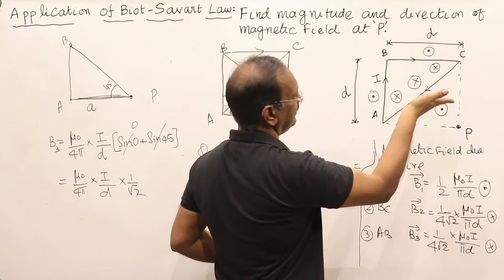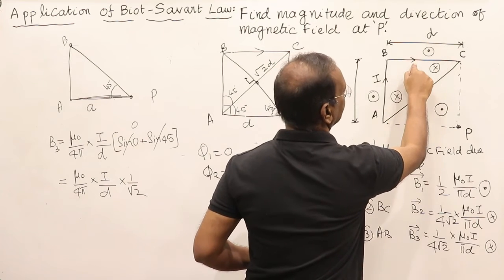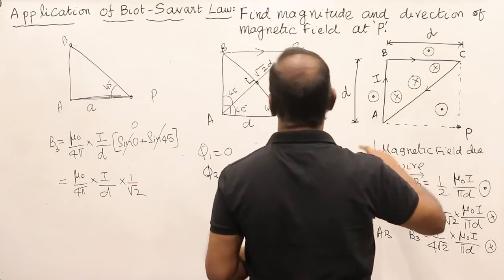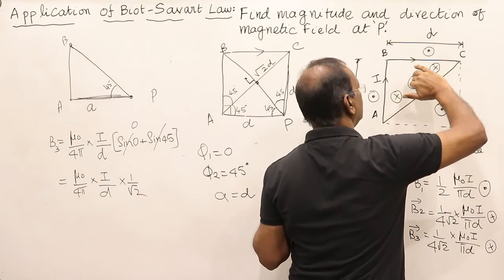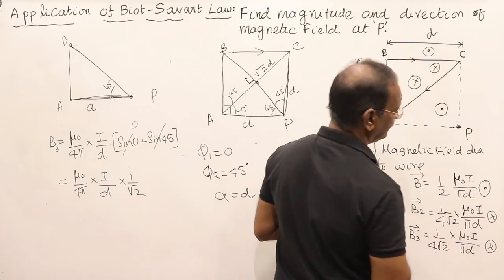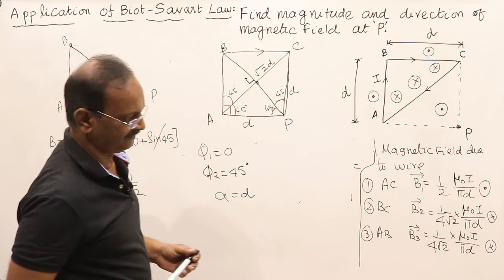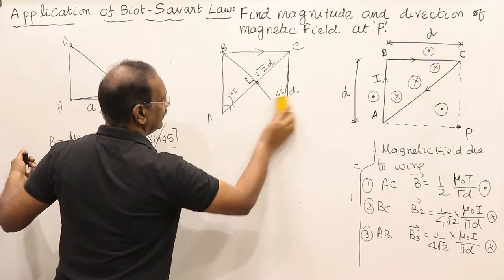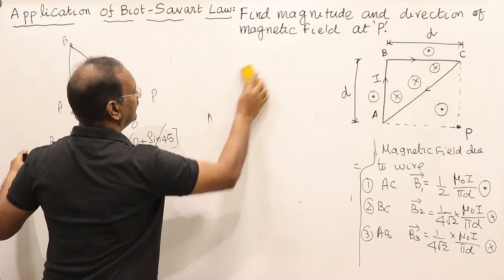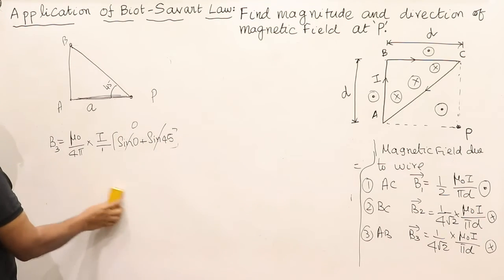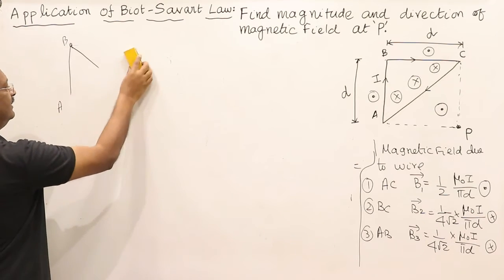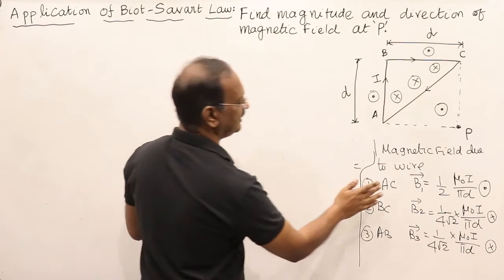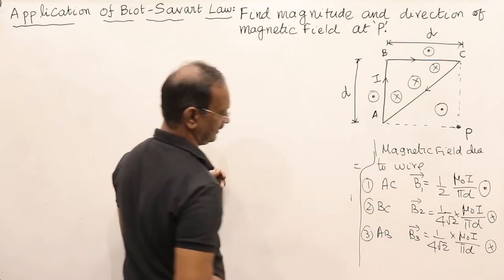Here also, the magnetic field will be into the plane on this side of the conductor, and out on this side. For this one, the current is coming here, it will be into, meaning here it will be coming out. So this is the magnetic field. So we got the magnetic field due to all the segments. Now, the net magnetic field is the vector sum of all the magnetic fields produced due to the AC segment, BC segment, and AB segment.